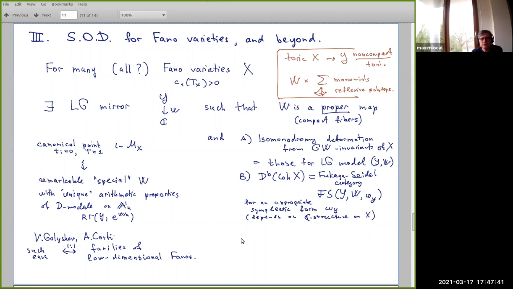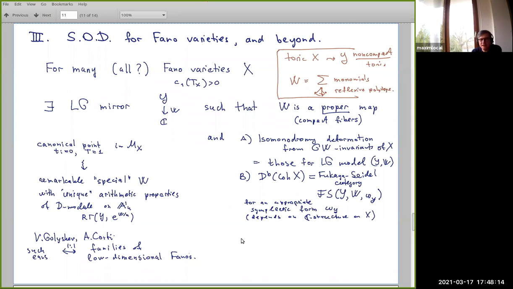Okay, so now I'll return to Fano varieties. So recall Fano varieties are varieties with a positive first Chern class, ample bundle, and for many, maybe all, it's hard to say till now, there exists at least one Landau-Ginzburg dual, and it's actually more special. In this case, W is a proper map. In fact, Y is algebraic, and the fibers are compact.